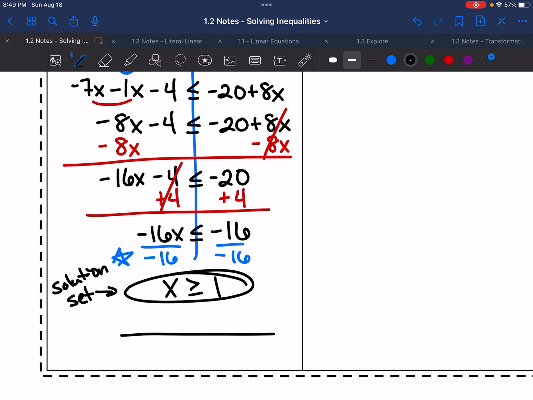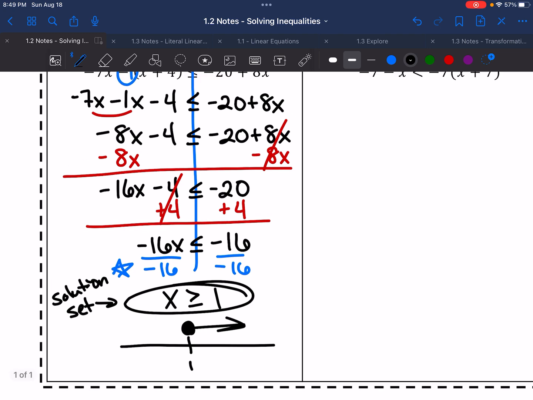If they asked me to graph it, I would find 1 on the number line. Since I am equal to, I would use a filled-in circle, and then I would draw an arrow to the right because I am greater. I'm getting to the bigger numbers.